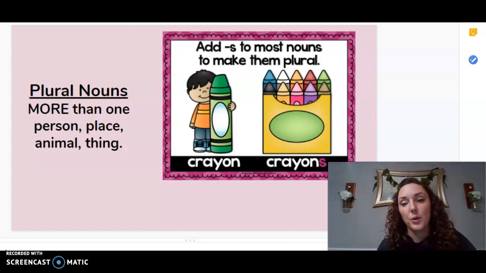And to change the word from a singular noun to a plural noun, for most nouns we just have to add an S to the end. So let's look at the picture. I see a picture of a little boy and a crayon. The word crayon is written under him. Crayon, there's just one. But to change that word crayon to the box of crayons, all we did was add an S. So plural nouns just mean more than one.